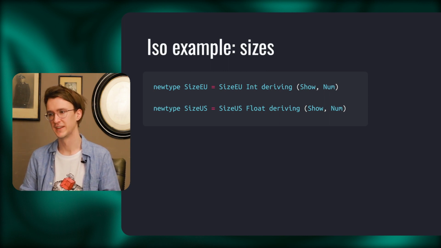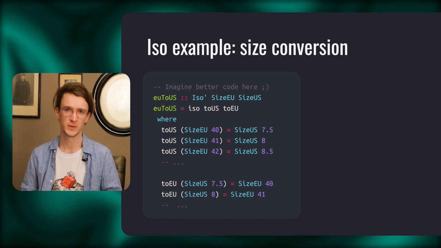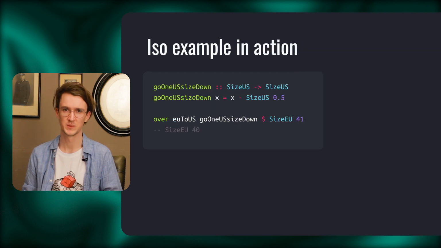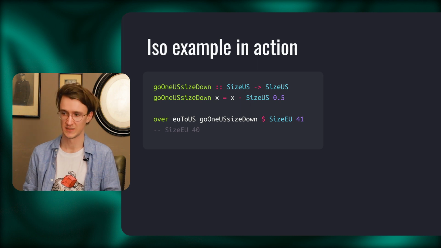Let's look at another example. Imagine that we are working on a shoe service and we have a mix of services that work with different size charts. We have a type for European sizes and a type for American sizes. We don't have to deal with the size conversion math by hand. We can use an Iso. We can create it using two functions, from European sizes to American sizes, and from American to European. And if some library exposes a function that only works with US sizes, for example, go one size down, we can easily use it with European sizes, thanks to an Iso and an over function. Iso does all the conversion for us.